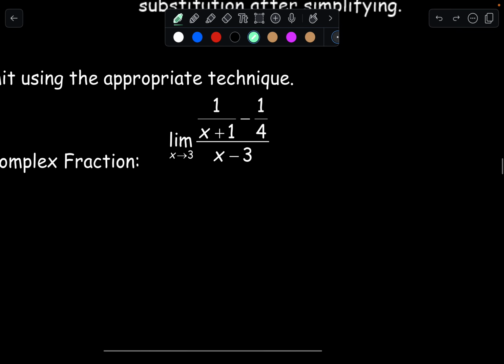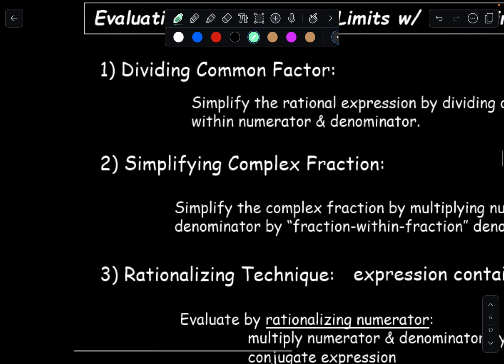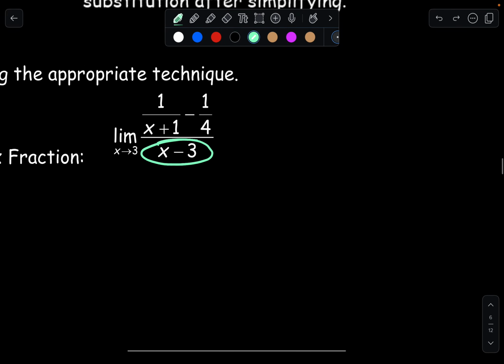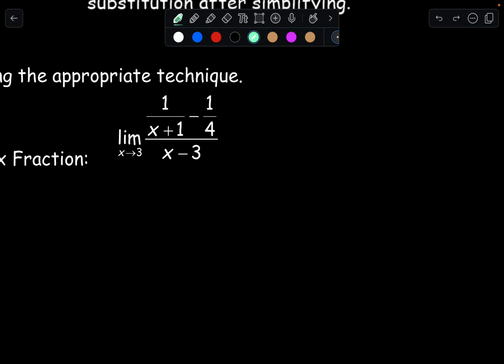All right, so we tried direct substitution. It did not work. So the first thing that you want to do is simplify this fraction, and then eventually we need to try and get rid of this x minus 3 in the denominator, and the best way to do that is to come back to technique 1 and divide by a common factor. Okay, so let's see if we can get there. First off, let's go ahead and create a common denominator for the numerator. It is 4 times x plus 1, so we will multiply both of those with 4 times x plus 1.